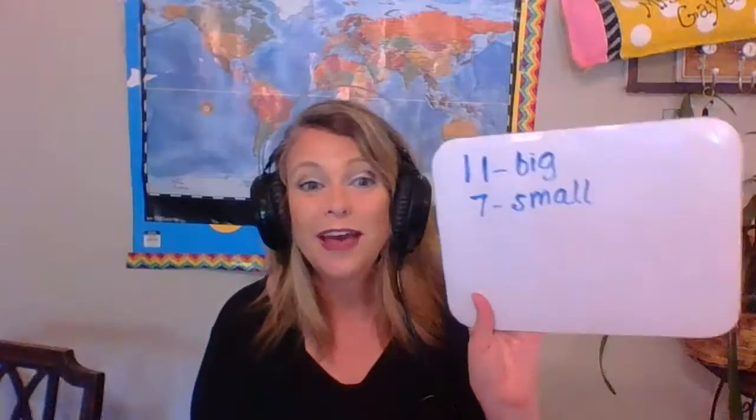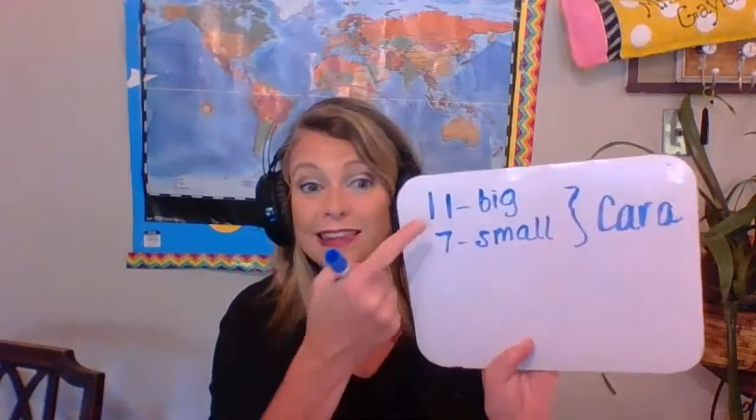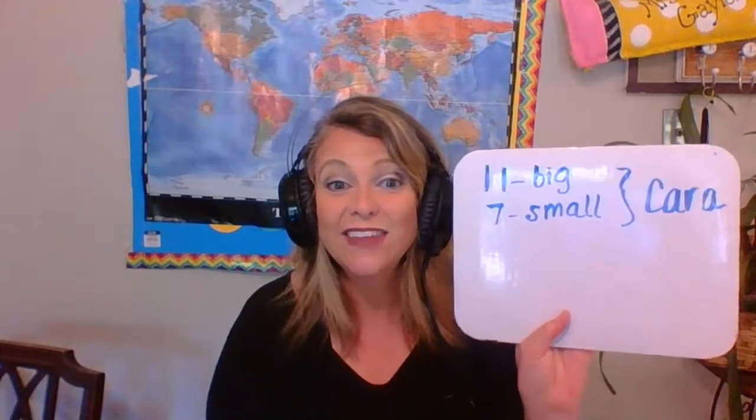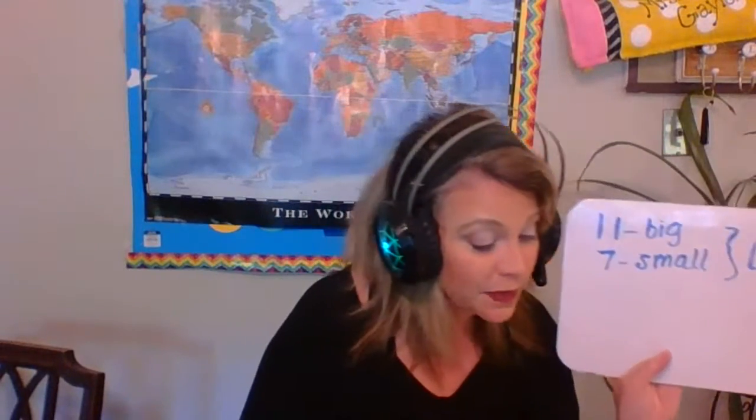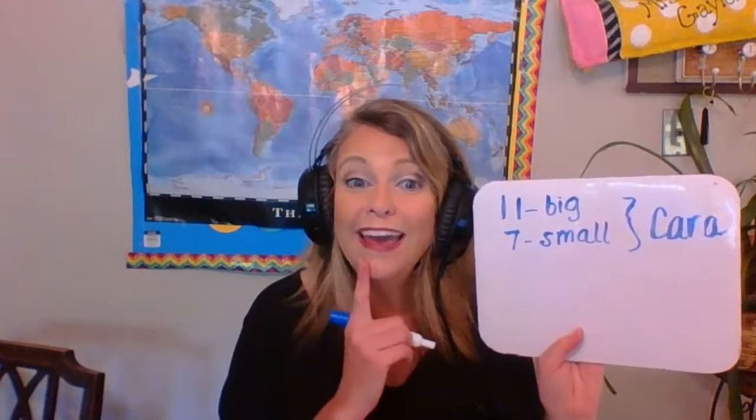Kara picked 11 big apples. Okay, I'm going to write that down. 11 big apples and 7 small apples. If you're using your piece of paper, you might want to take notes. Okay. Kara picked those. She picked 11 big and 7 small. Dan picked 5 fewer than what Kara picked.